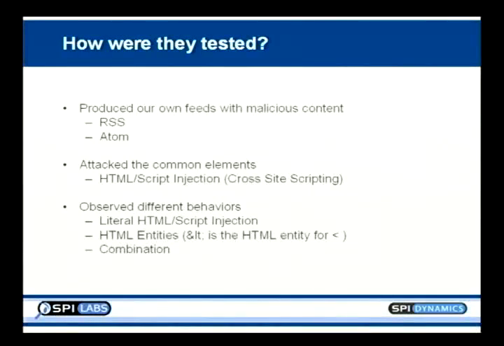If I injected literal script, some of them would complain. If I HTML entity encoded some of the tags, like the left bracket and right bracket, some of them allowed that, and some of them actually reconverted it when they presented the information. Some of them will only allow the left tag to be an HTML entity and not the right tag. So I tried various different combinations to see the different types of behaviors these applications had.